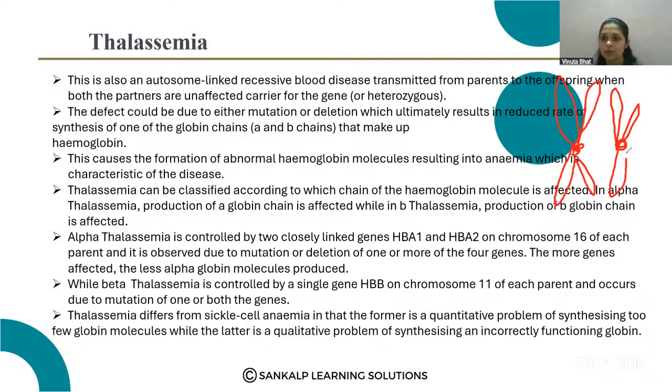16th chromosome, okay, here which has HbA1 gene, HbA2, here also HbA1, HbA2 genes are there. So these HbA1, HbA2 genes are responsible for the production of alpha chain, alpha globin chain.